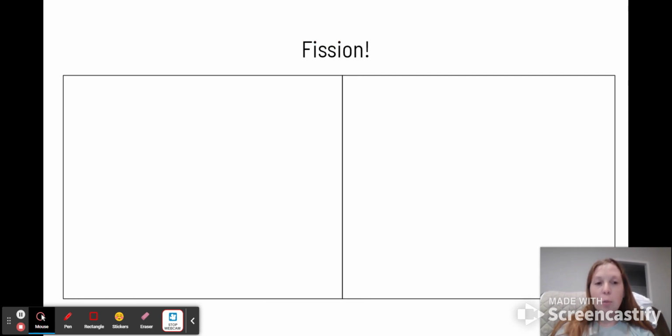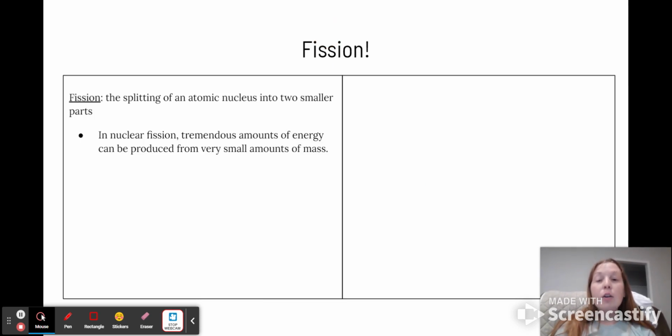So now let's talk a little bit about fission, since we're talking about breaking apart. And this is the splitting of an atomic nucleus into two smaller parts. So fission is breaking apart. In nuclear fission, a whole lot of energy is given off by very, very small masses of atoms. That's why this is super efficient in terms of producing energy. It's just not very clean.